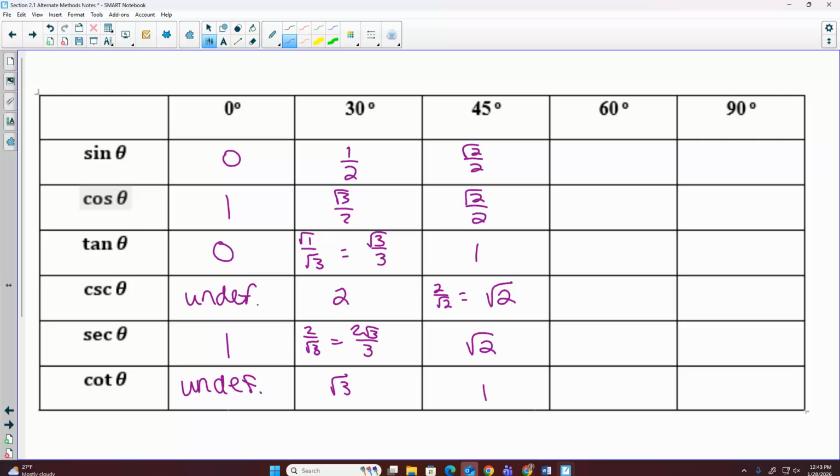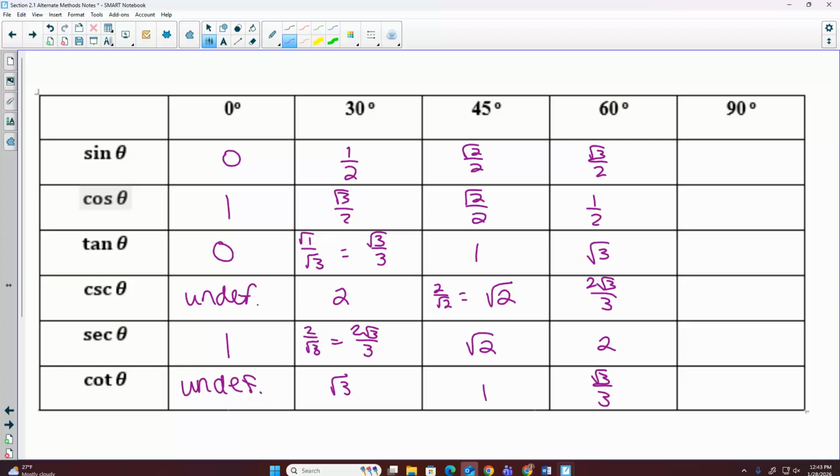60. So sine, radical 3 over 2. Cosine, radical 1 over 2, or 1/2. Tangent, radical 3 over radical 1 is radical 3. Then cosecant, reciprocal of sine, 2 radical 3 over 3. Secant, reciprocal of cosine, is 2. Cotangent, reciprocal of tangent, would give us radical 3 over 3.